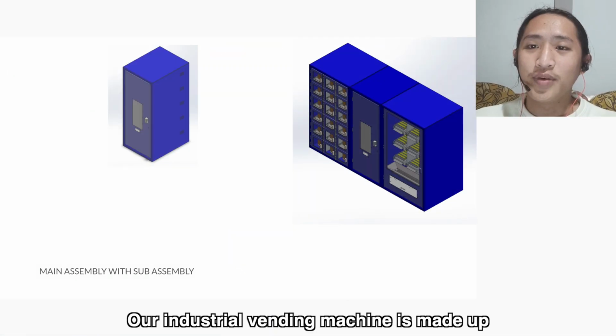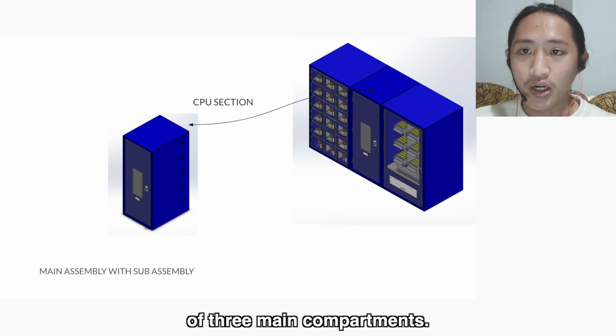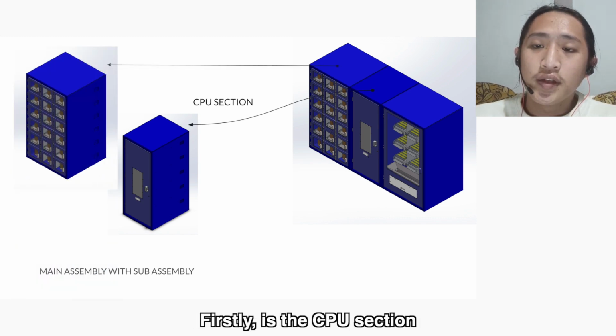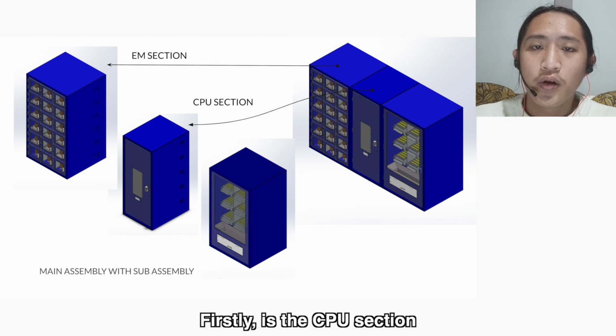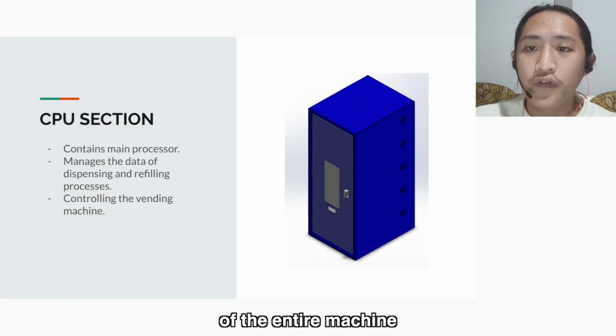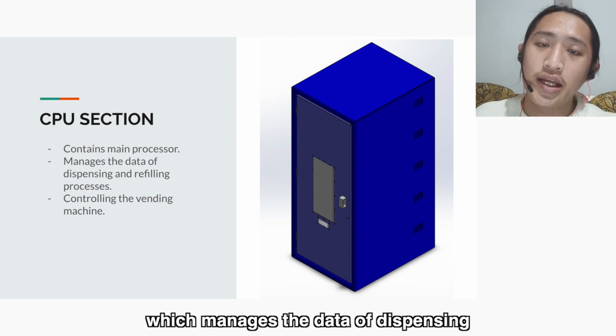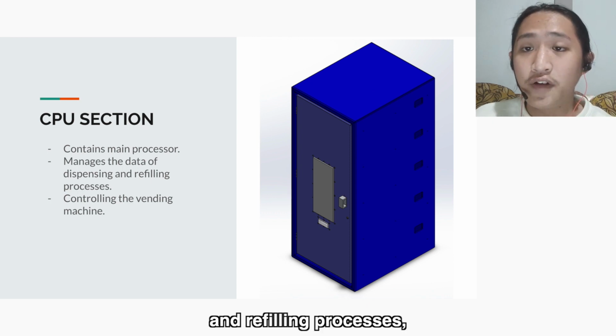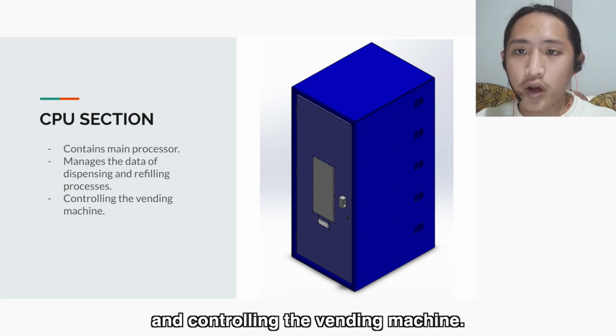Our industrial vending machine is made up of three main compartments. First is the CPU section, which contains the main processor of the entire machine that manages the data of dispensing and refilling process, as well as controlling the entire system of the machine.